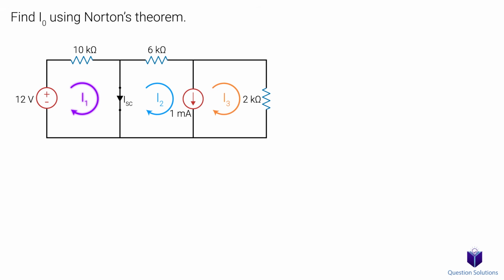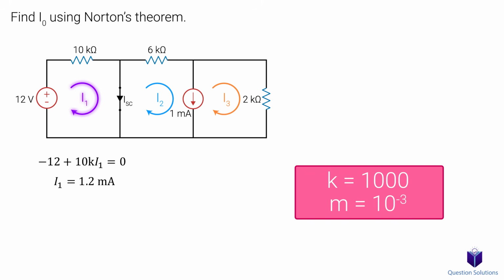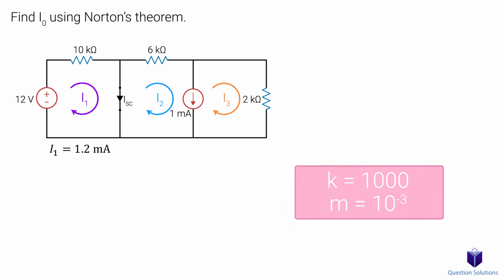First, an equation for the leftmost loop. We have just the voltage source and the 10k ohm resistor. This allows us to directly solve for I1. It should be noted here that whenever I use k, it represents 1000, and m represents 10 to the negative 3. This makes it easier to write values down rather than writing 1000 ohms or 0.001 amps.